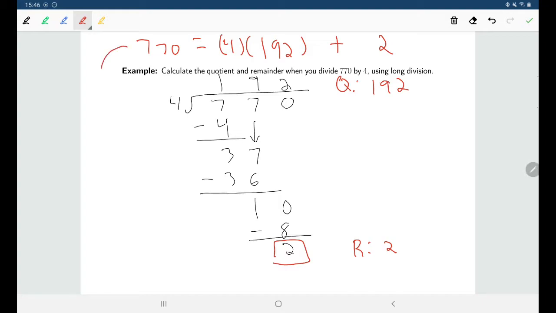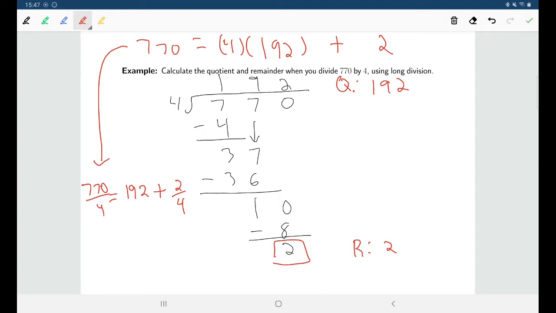You could also phrase this, and I'll just give myself some more room down here. You could say that 770 over 4 is your quotient plus your remainder over your divisor. So you could also say that 770 fourths is 192. Sorry, I got excited with my numbers there. 192, that's our quotient, plus our remainder over our divisor. So 192 plus 2 fourths.